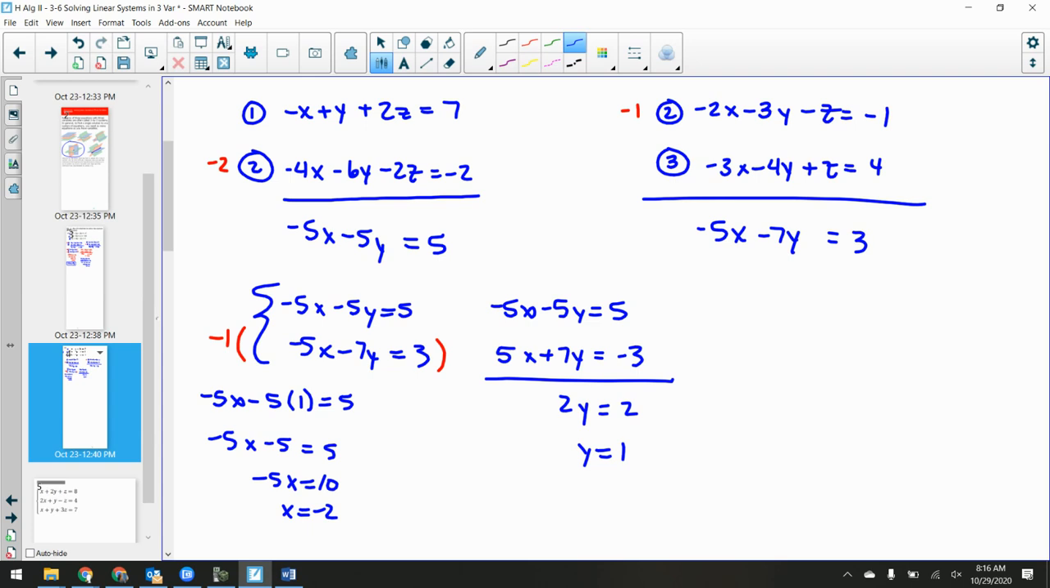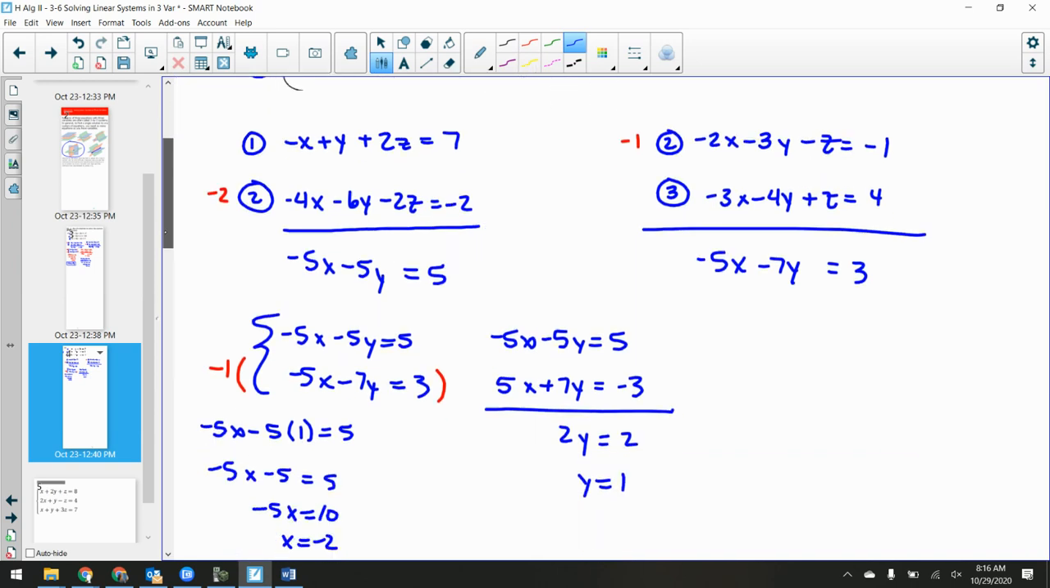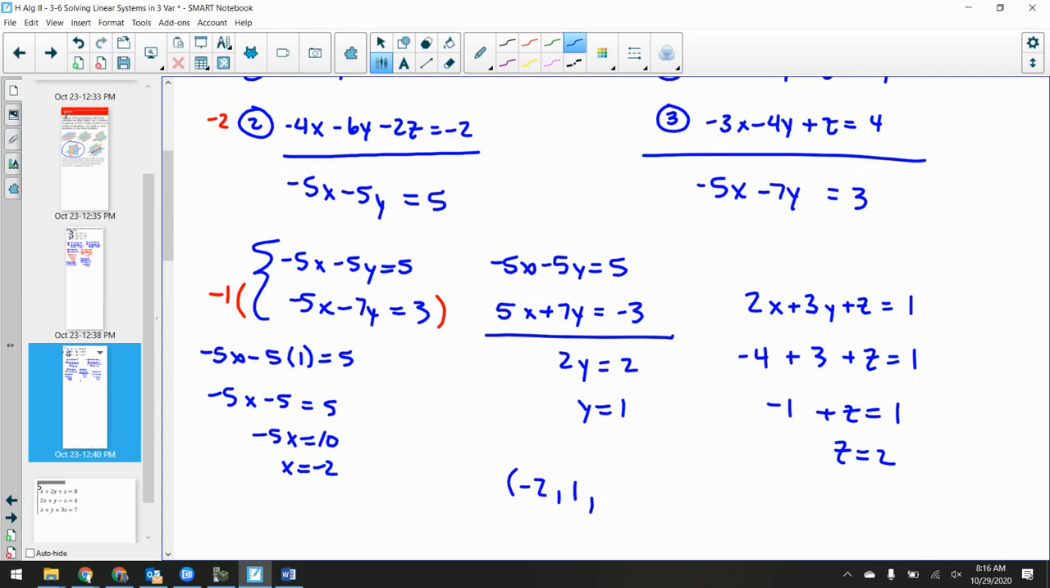And then we plug it in to find z. Which equation you guys want to go into? 2 or 3? Go to 2. 2x plus 3y plus z is 1. So we say, okay, 2 times negative 2, negative 4, plus 3 times 1 is 3, plus z is 1. So this gets me a negative 1, plus z is 1, so z is 2. So my final answer is negative 2, 1, 2.